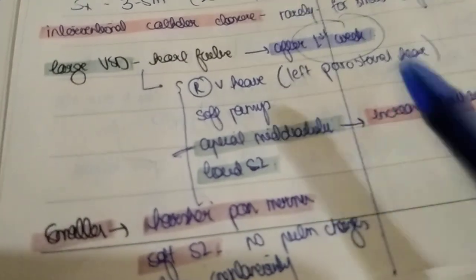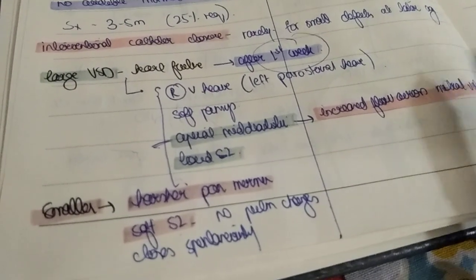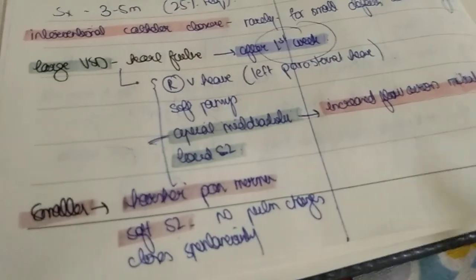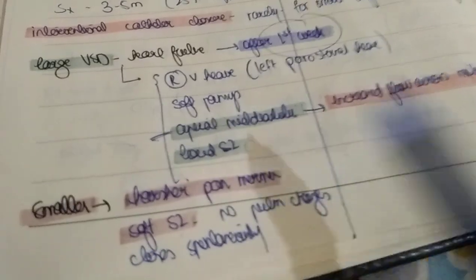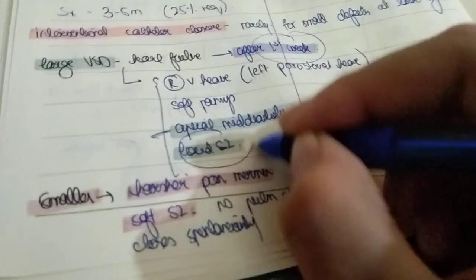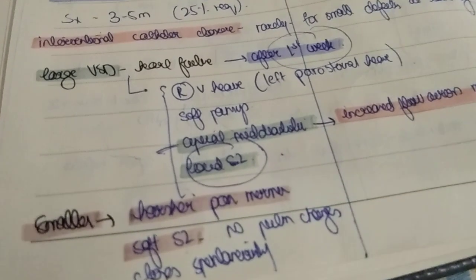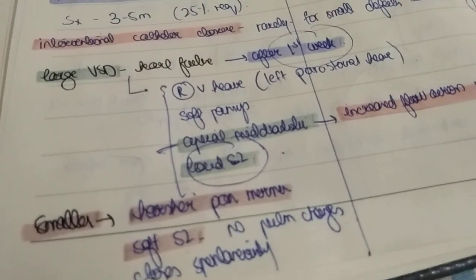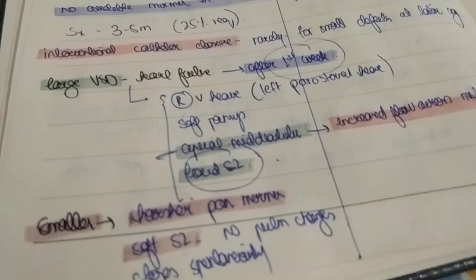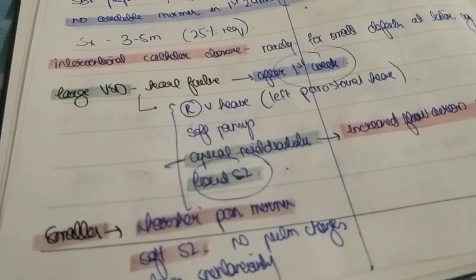So this apical mid-diastolic murmur is going to be there because of the increased flow across the mitral valve, and it's only going to be present for large VSDs. A loud S2 is going to be there because pulmonary changes are going to occur. Cardiomegaly is going to be there. There is going to be right ventricular hypertrophy. Pulmonary vessels are going to be engorged. Pulmonary edema is going to be there. Okay, so these are the important points of VSDs, the MCQ points.